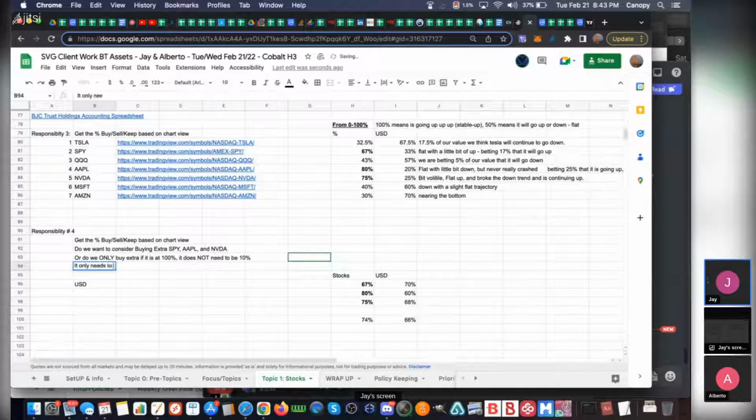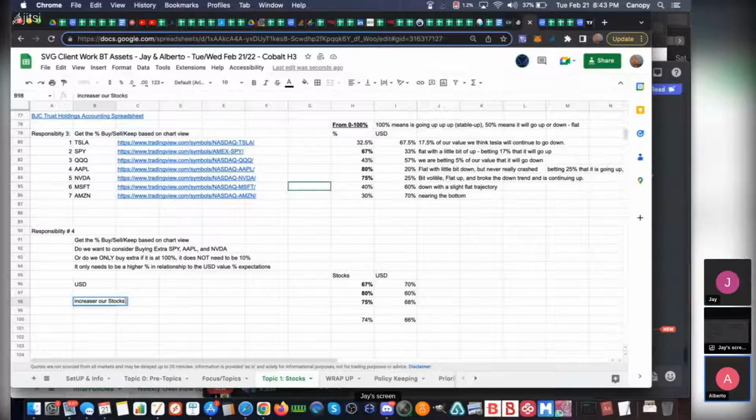It only needs to be a higher percentage in relationship to the US dollar value percentage expectations. So our US dollar value expectations is 66% for our top 3 US dollar trades, and our stock expectations is 74%. So this would imply that we want to increase our stocks 10% above just our US dollar sell. Does that make sense? Yeah.